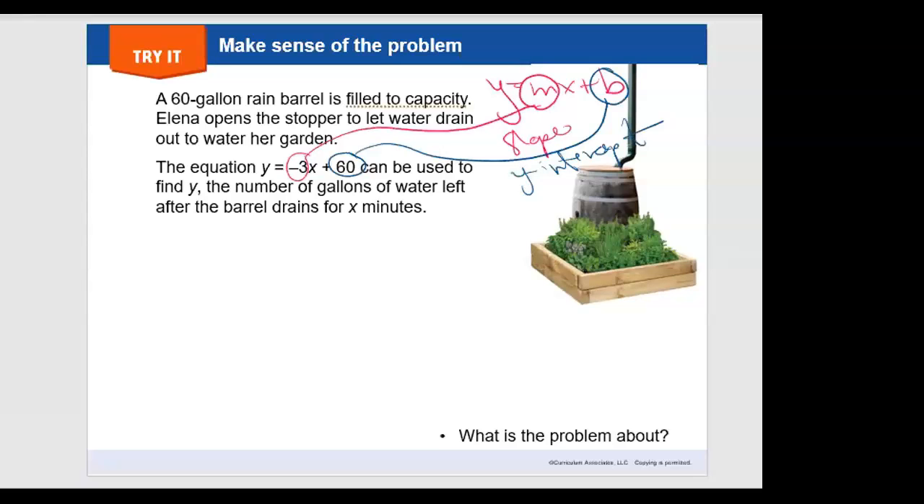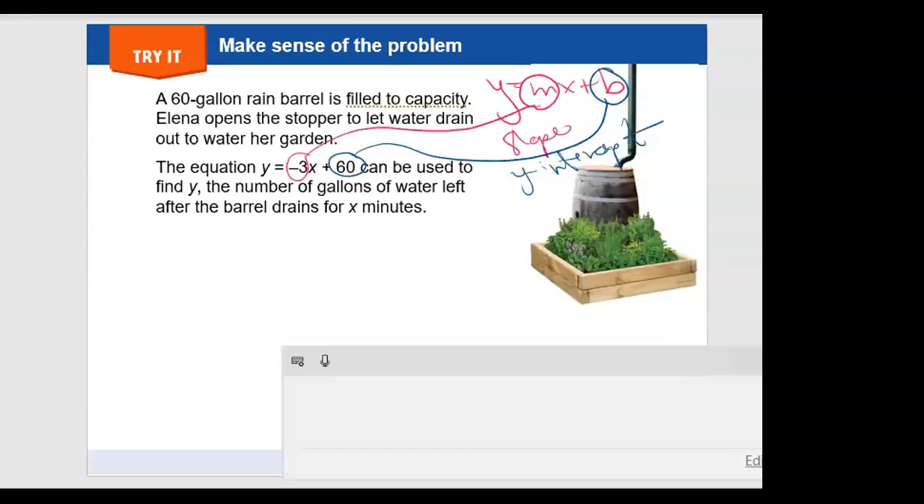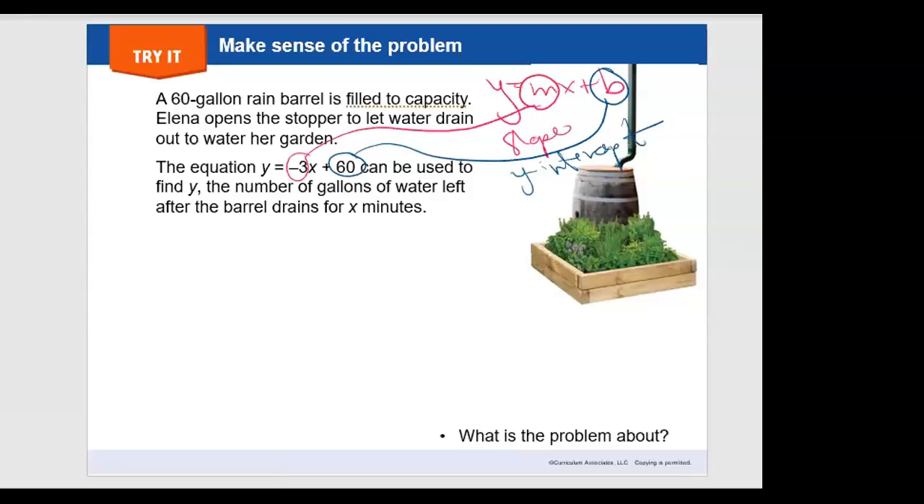What are we comparing? What is this problem about? The amount of water coming out of the barrel. And what about the water coming out? Like the rate at which the water is coming out? There is water coming out of the barrel. So that's one thing that's changing.